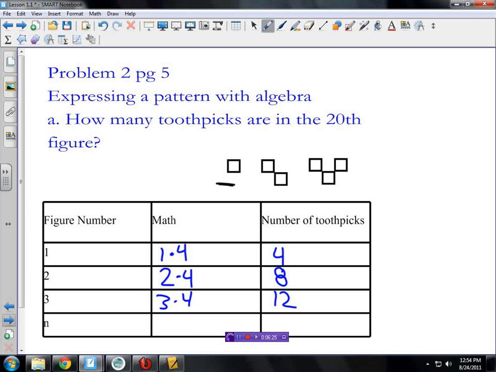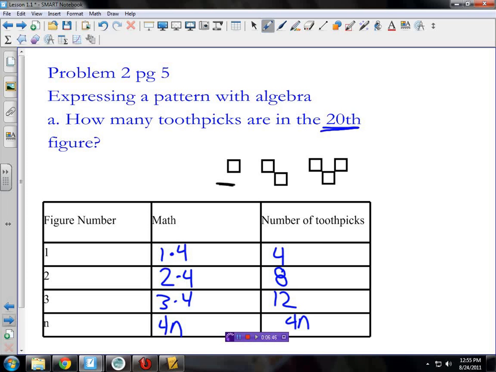N times 4, and the way that we like to see it is 4n, right? That's the way it's more normal for us. So 4n. And the number of toothpicks is still going to be just 4n because n is a placeholder. We can't do anything with it until we know what n's supposed to be. But what do we want n to be?